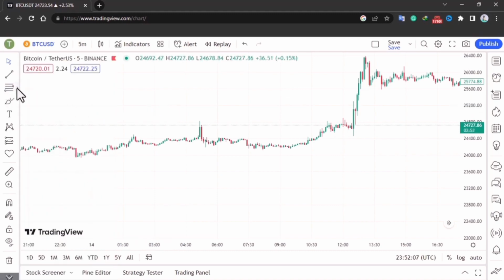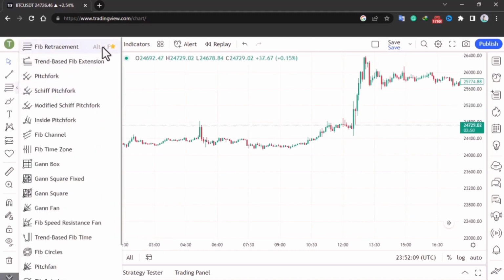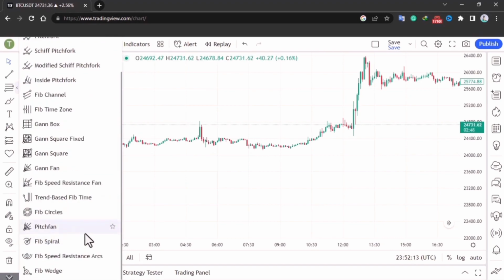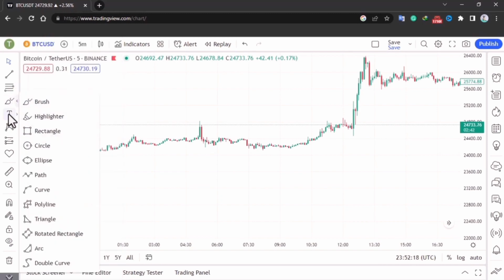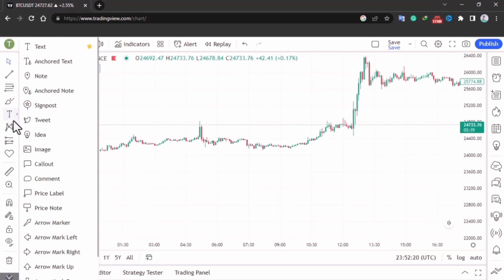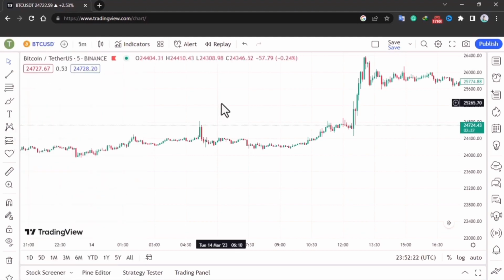Don't panic, you're gonna get used to it. Then we have this part, which is the other tools to use for different strategies, which would take a lot to talk about. I don't want to bother you now. Then the bottom part, the other tools which we're gonna talk about later on.